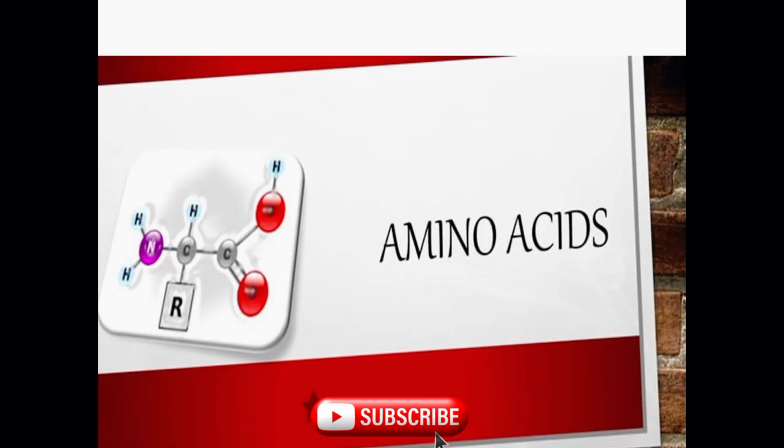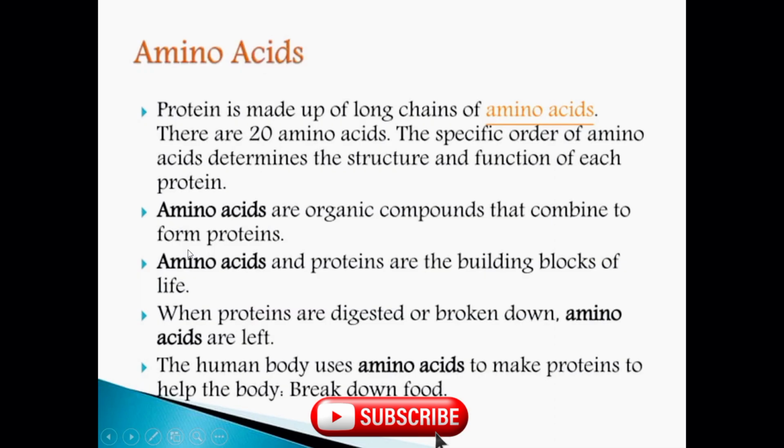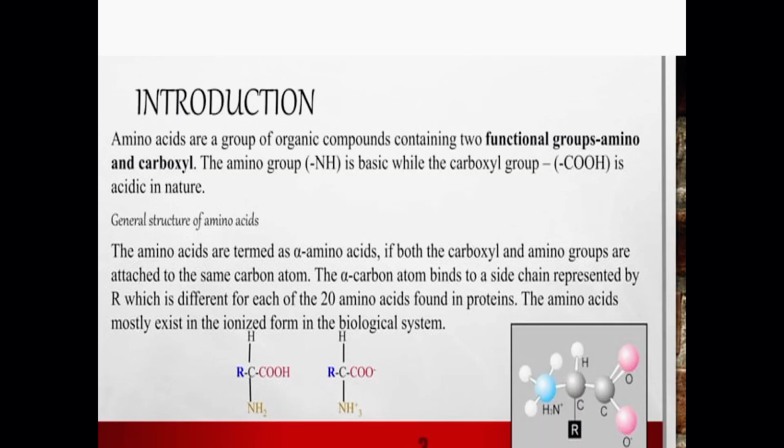What are amino acids? These are the structure of amino acids. Protein is made up of a long chain of amino acids. There are 20 amino acids. The specific order of amino acids determines the structure and function of each protein. Amino acids are organic compounds that combine to form proteins. Amino acids in proteins are the building blocks of life. When proteins are digested or broken down, amino acids are produced. The human body uses amino acids to make protein to help the body and break down the food.